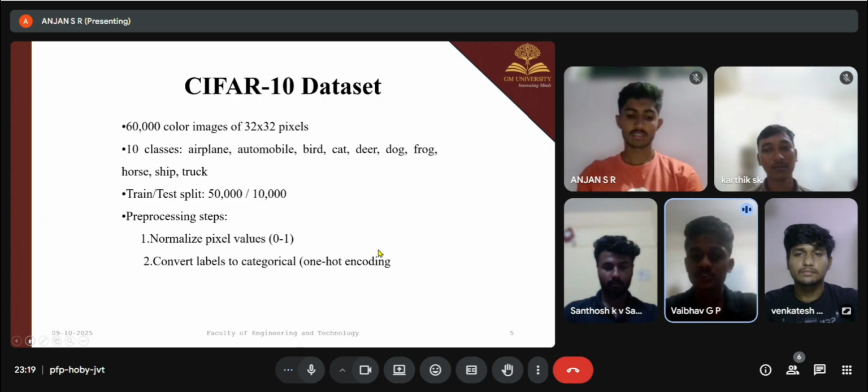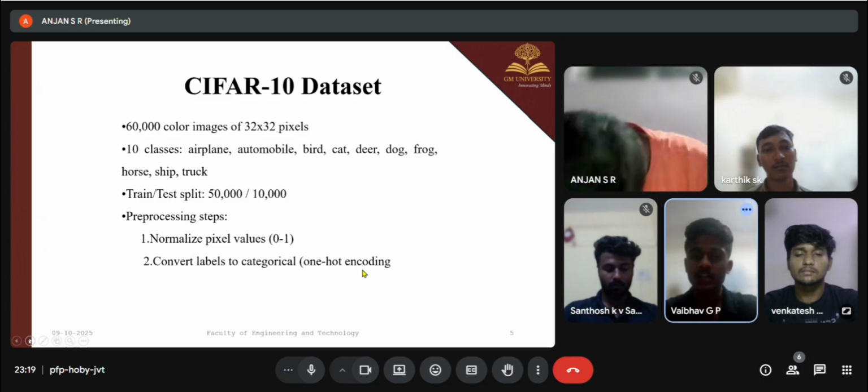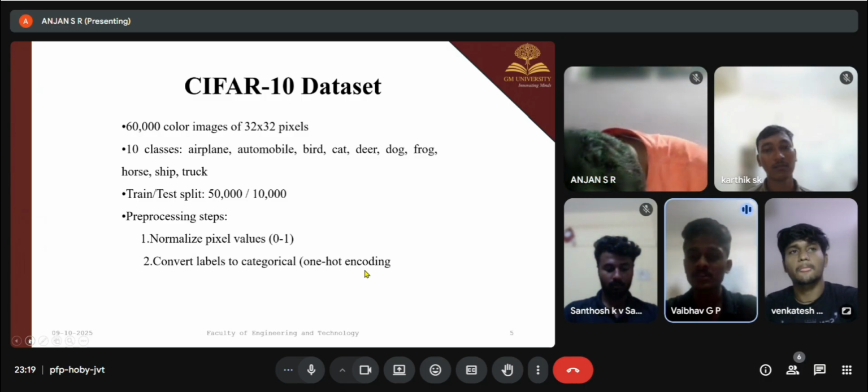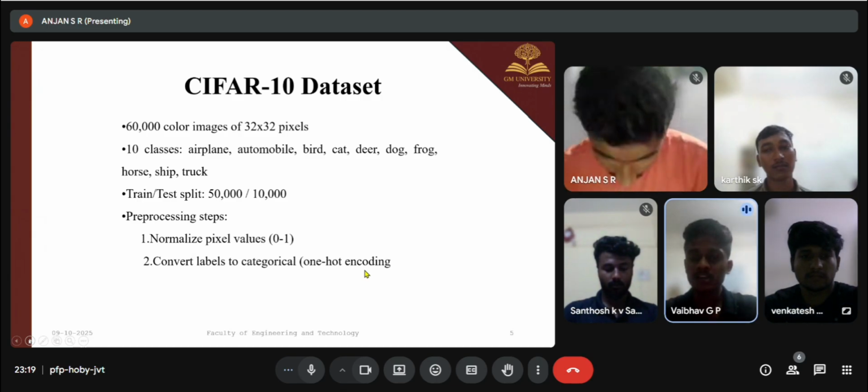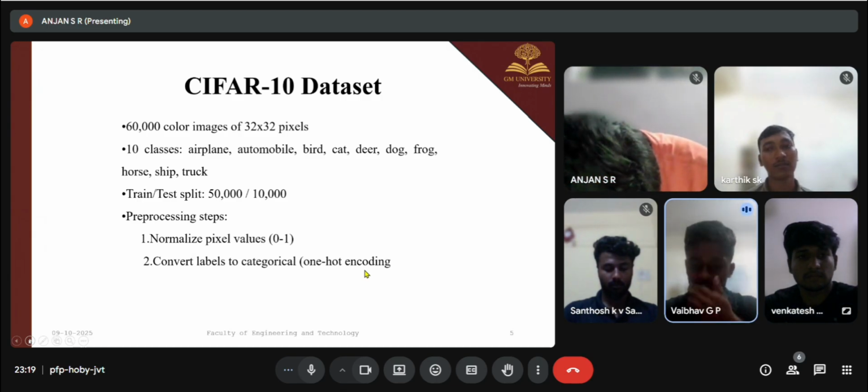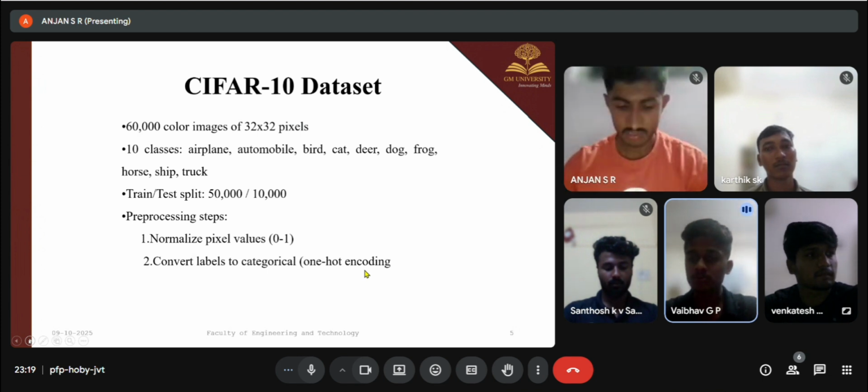Moving on to the dataset used for our experiment, the CIFAR-10 dataset. It is a widely used benchmark dataset for image classification tasks in deep learning. It contains 60,000 color images of size 32 by 32 pixels divided into 10 different classes. These 10 classes include common objects like airplanes, automobiles, birds, cats, dogs, frogs, horses, and so on.